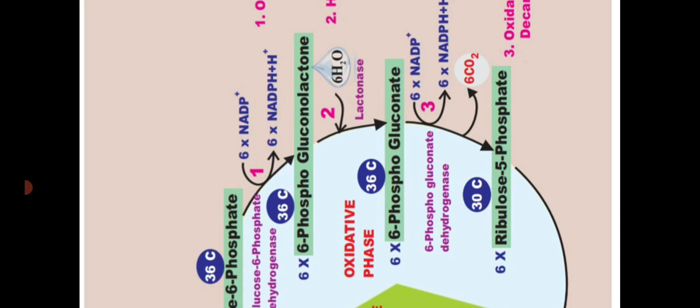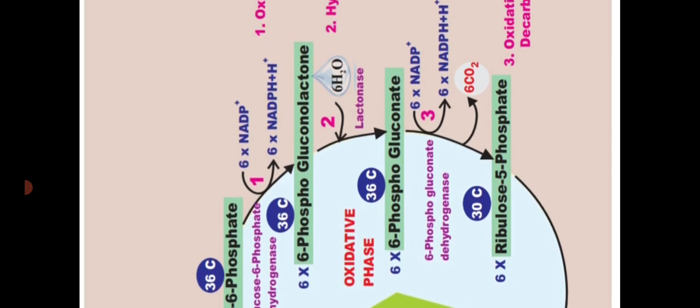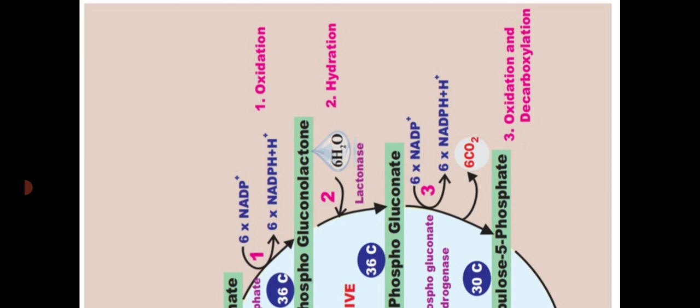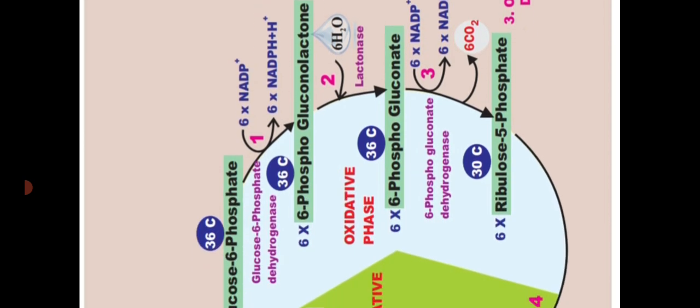So here 6 molecules, then here 6 molecules. How many NADPH are produced? 12 NADPH are produced, and also 6 molecules of carbon dioxide are liberated. First step, oxidation. Second step, adding of water molecules, so hydration. The third process, oxidation and decarboxylation. That means NADP is reduced into NADPH2. Then they release a carbon dioxide molecule, that is decarboxylation.